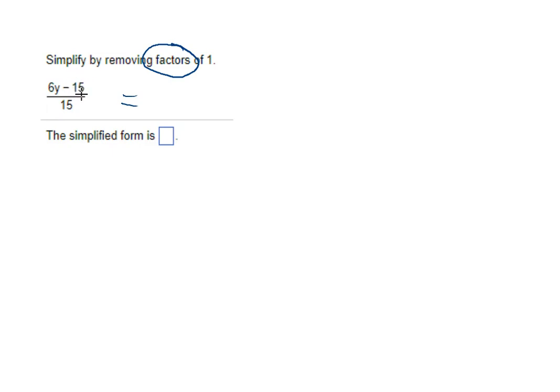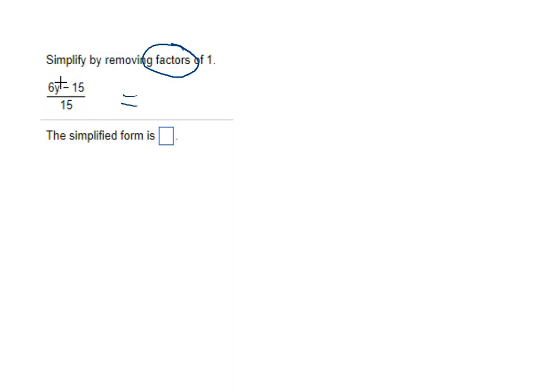Factors are things that are being multiplied together. Terms are things that are being added or subtracted, right? So 6y is a term here, 15 is a term here. You cannot cancel out just terms. You can only cancel out things that are factors, that are being multiplied to everything else. So if I want to be able to reduce this or simplify it, I need to first factor it and see what the factors are, and then I can cancel out any common factors.